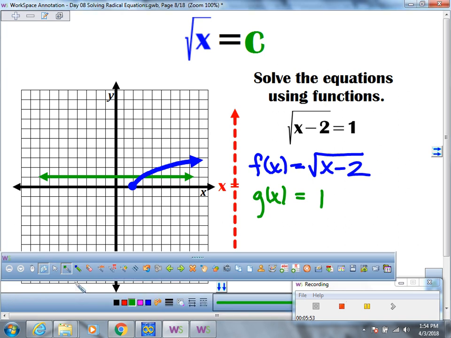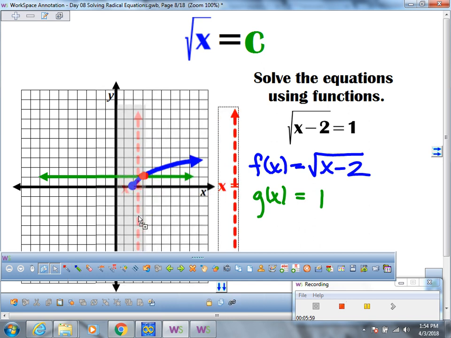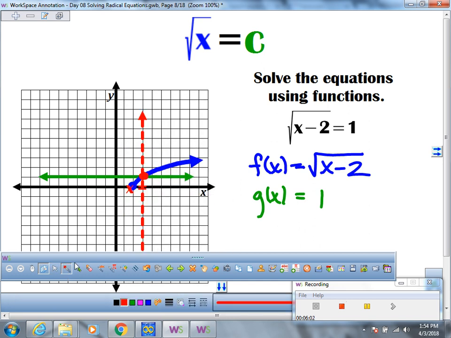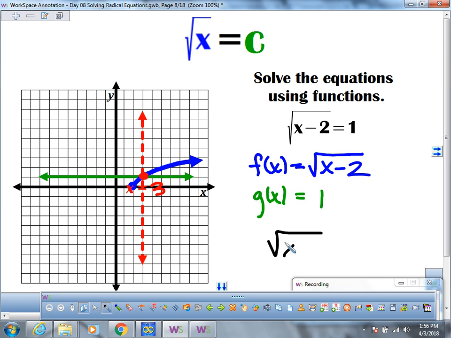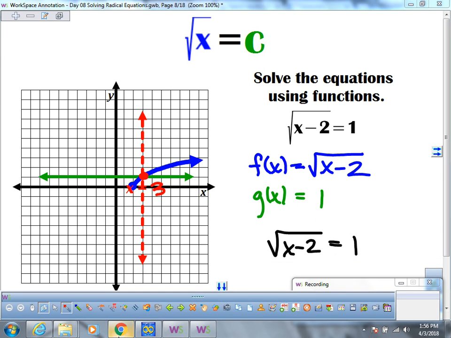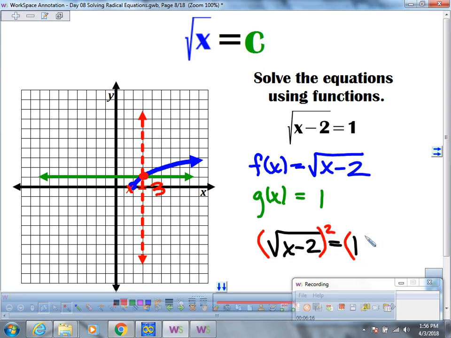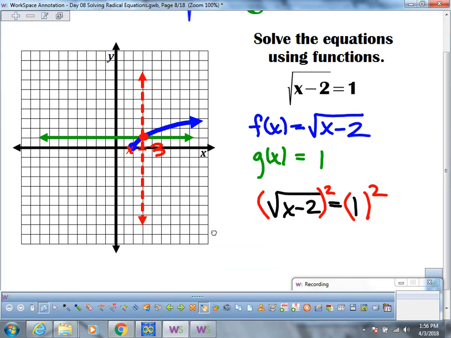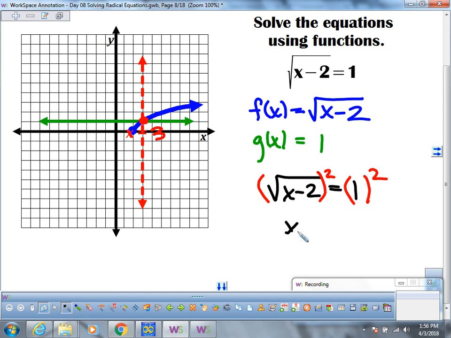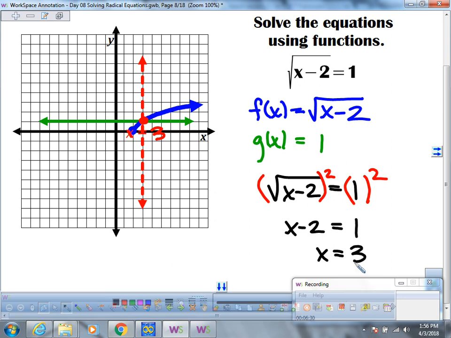Where do they meet? Right here, where x equals, what does x equal there? X equals 3. Let's see if we're right. The square root of x minus 2 equals 1. I want to undo a square root, so I'm going to square it. When I square that, I get x minus 2 equals 1. When I add 2 to both sides, x equals 3. And they check. How are we doing?